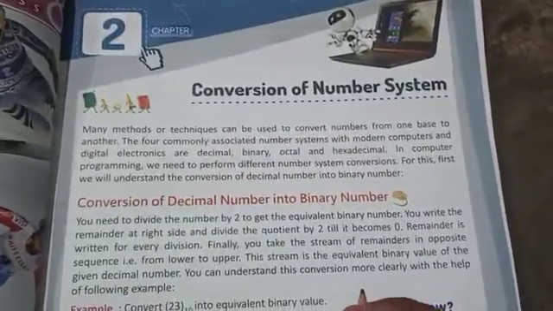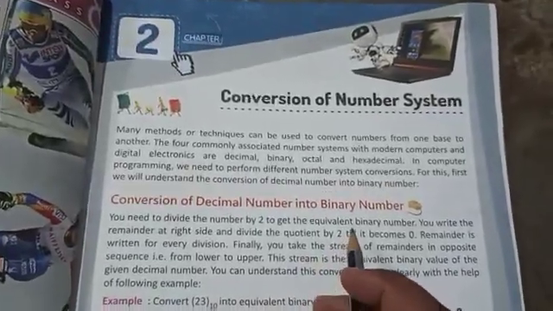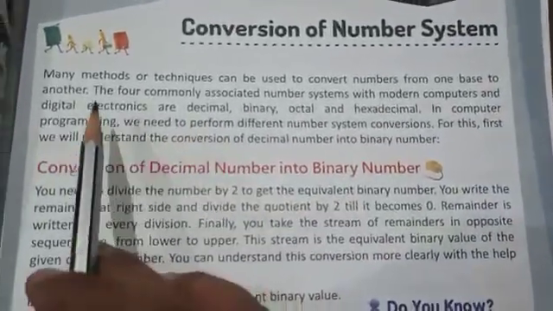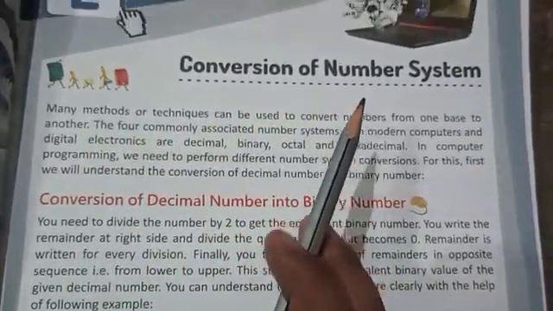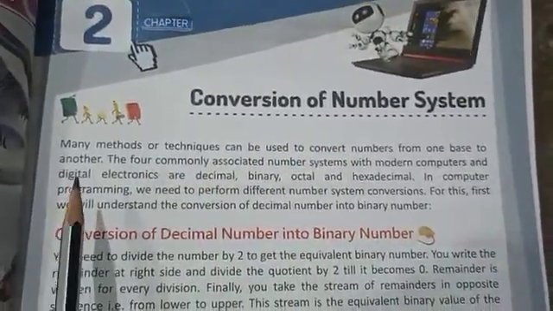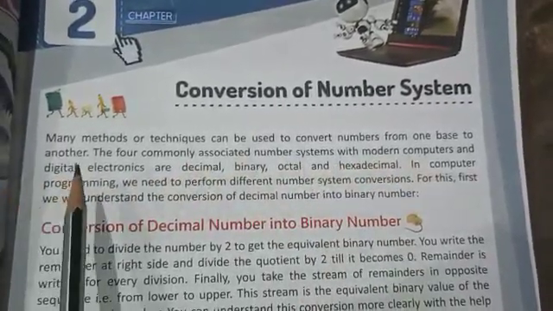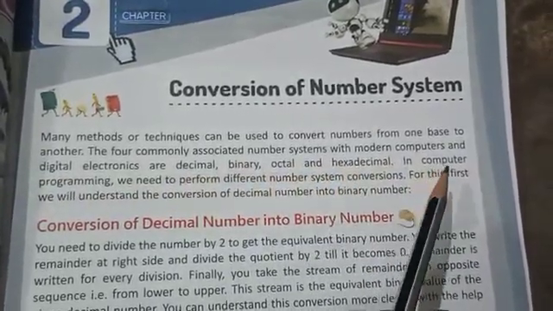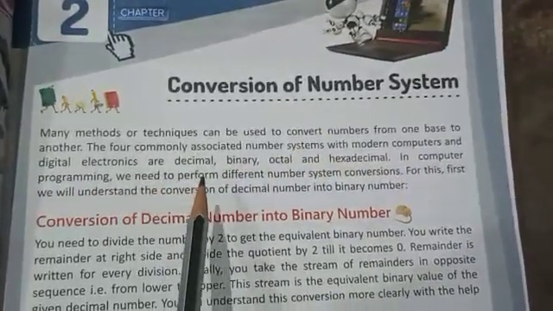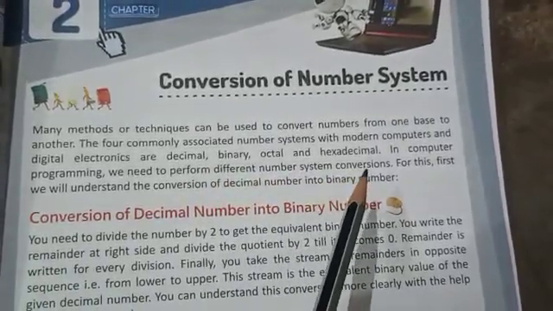Conversion of number system. In our previous class we have completed chapter number 1. Now today we are going to learn about chapter number 2, conversion of number system. Many methods or techniques can be used to convert numbers from one base to another. The four commonly associated number systems with modern computers and digital electronics are decimal, binary, octal and hexadecimal.